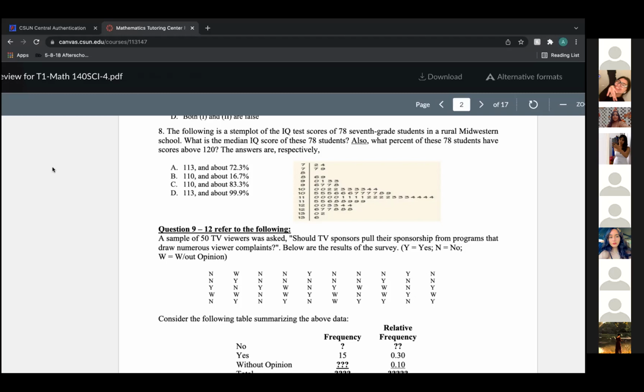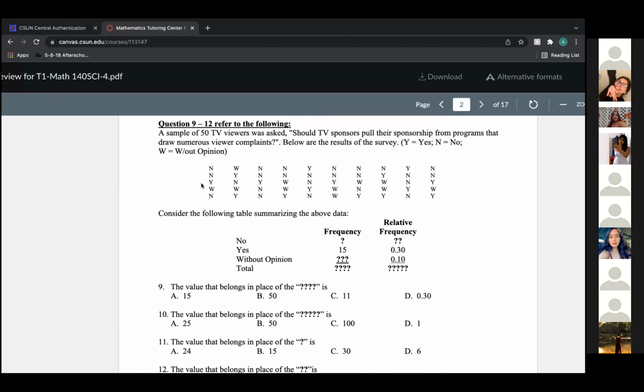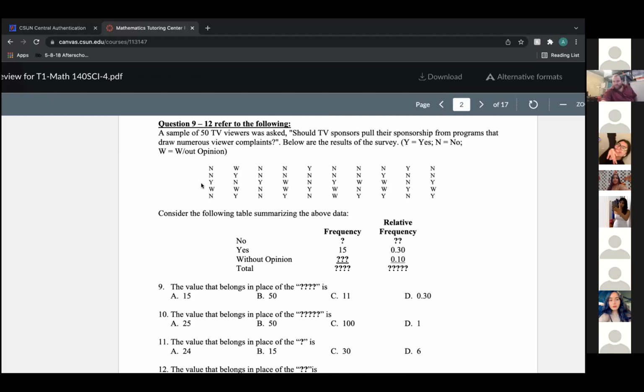Does that make sense? Yeah. Has everyone followed me so far? Yes. Any questions? Comments, remarks, metaphors, allegories, similes, nothing. Okay. Question 9 through 12. Let me just see if anyone new showed up. It looks like we have 1, 2, 3, 4, 5, 7, 8, 9.